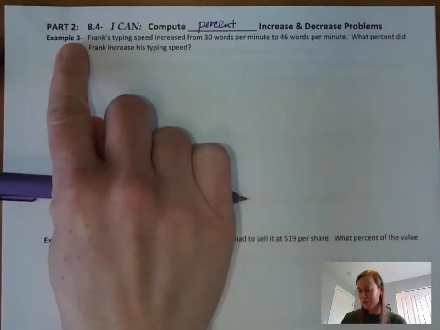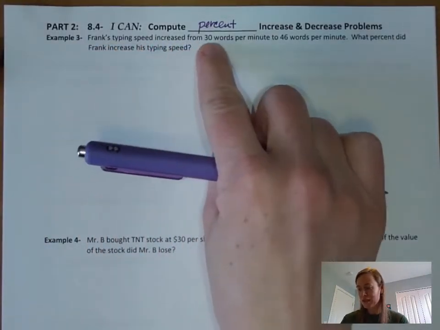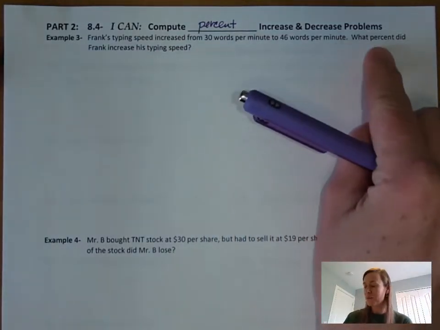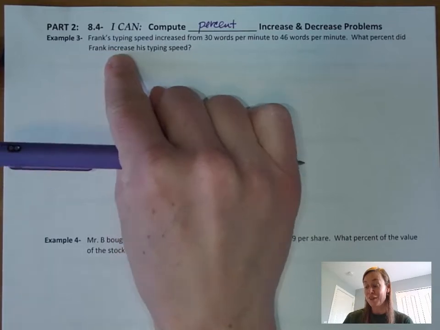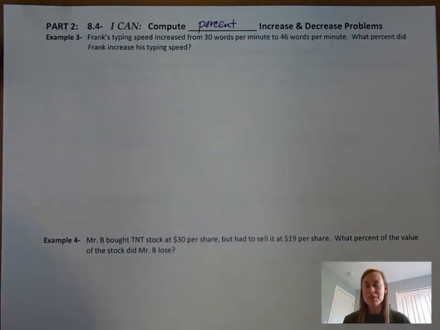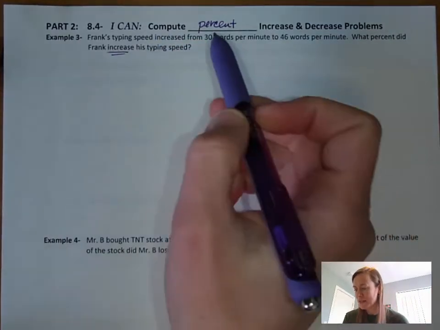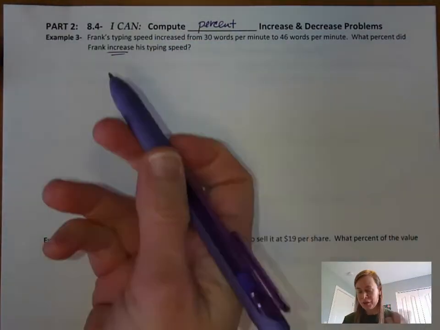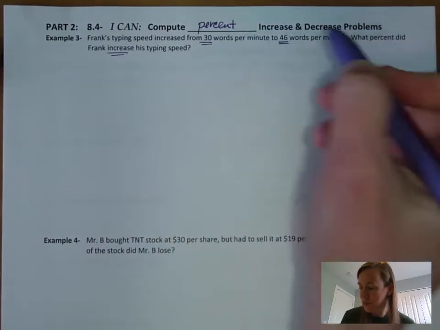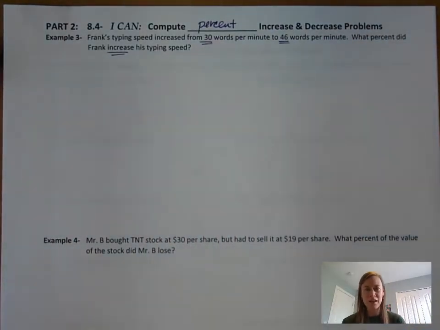So here on example 3 it says Frank's typing speed increased from 30 words per minute to 46 words per minute. What percent did Frank increase his typing speed? All right, we need to figure out what percent he increased his typing speed. So his typing speed went up. We know that from increase. We also know that because he started at 30 and he wound up at 46. So two different ways we can see it went up.